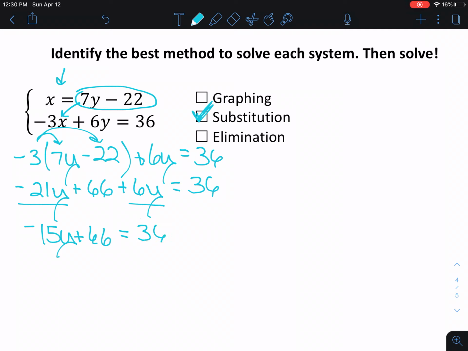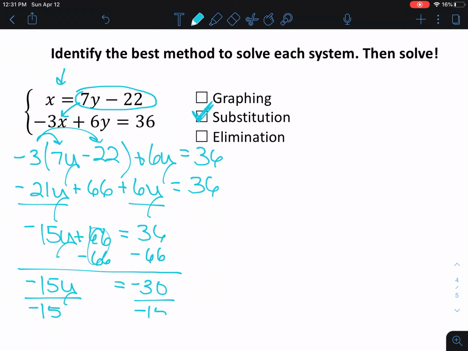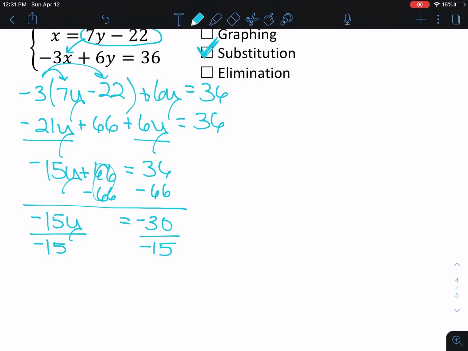And now I've got to get rid of that 66. So because it's a positive 66, we're going to subtract 66 from both sides. And then I have negative 15y equals negative 30. Okay, so now I'm going to divide by negative 15 on both sides. So this gives me y equals 2.